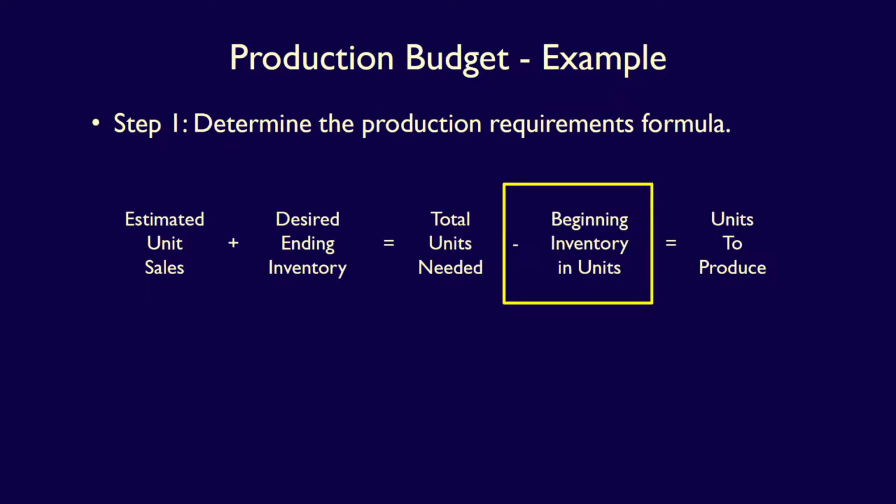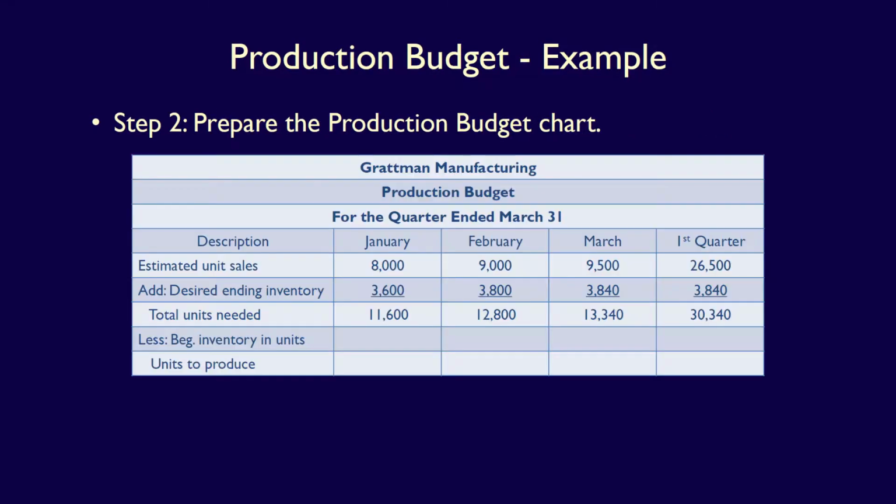We'll now continue with the formula. We need to deduct the beginning inventory in units from the total units needed. That's because the beginning inventory is already on the shelf and must be deducted since we don't need to produce what we already have. The beginning inventory for one period is equal to the closing inventory from the prior period.